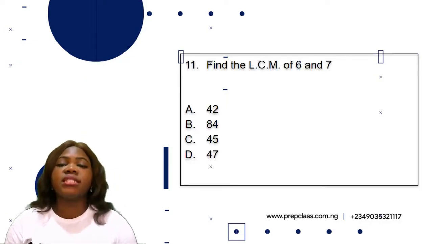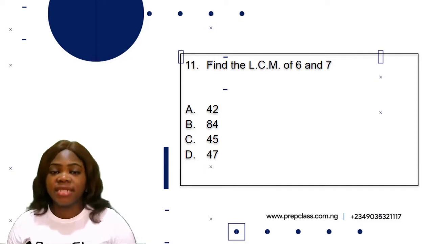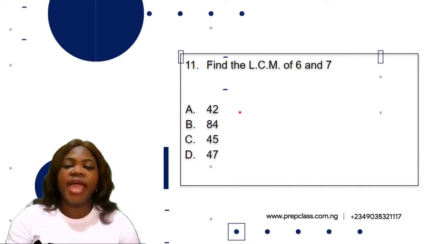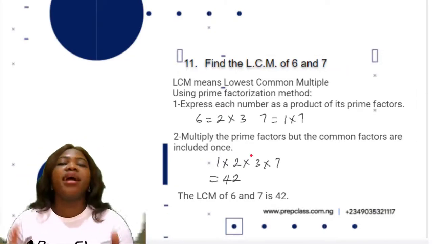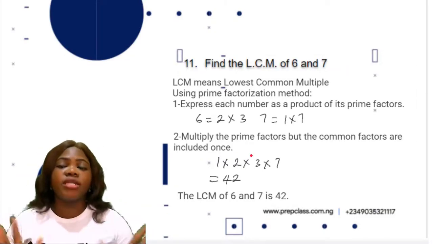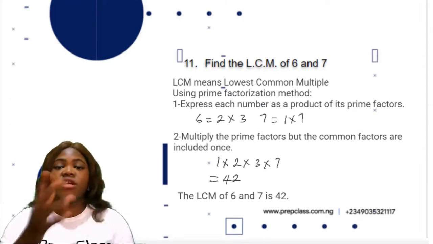Question 11 says, find the LCM of 6 and 7. Okay, so A is 42, B is 84, C is 45, D is 47. So first of all, what is LCM? LCM means lowest common multiple. So we have done this before.